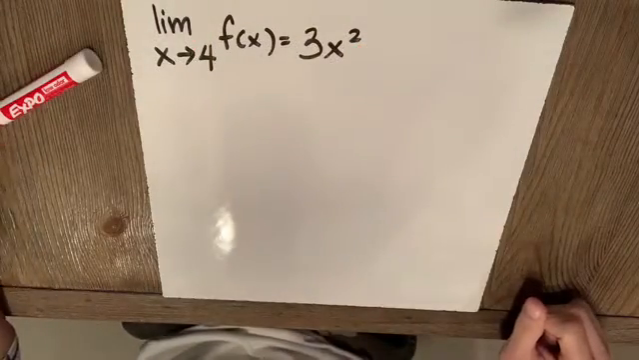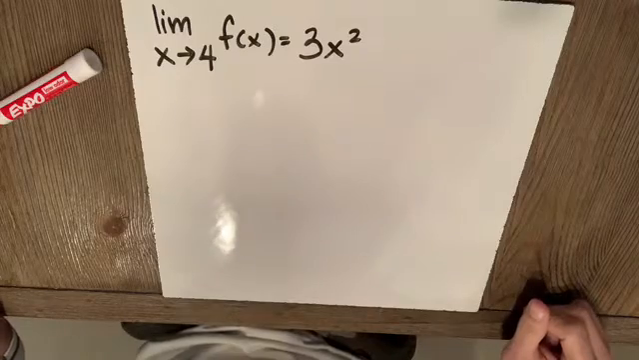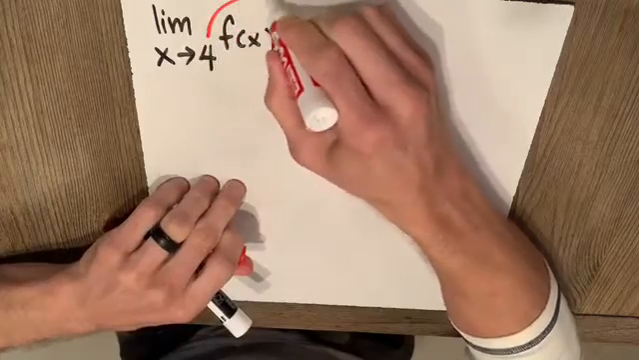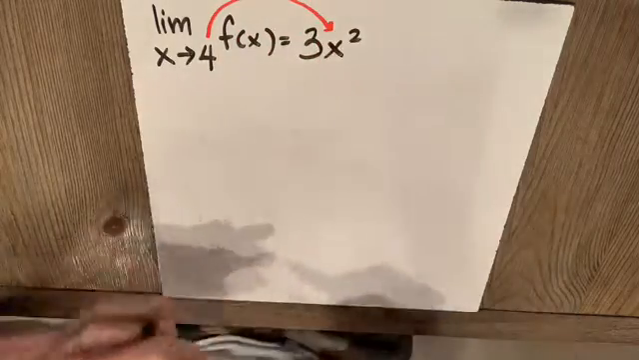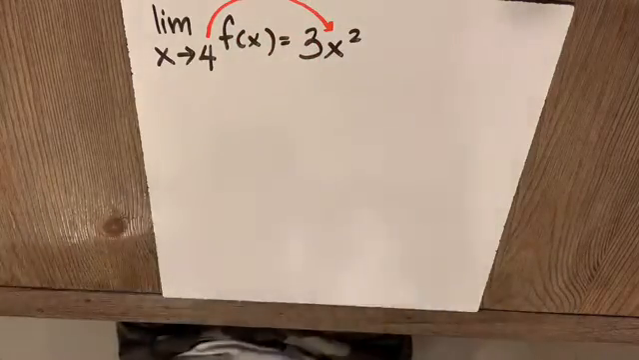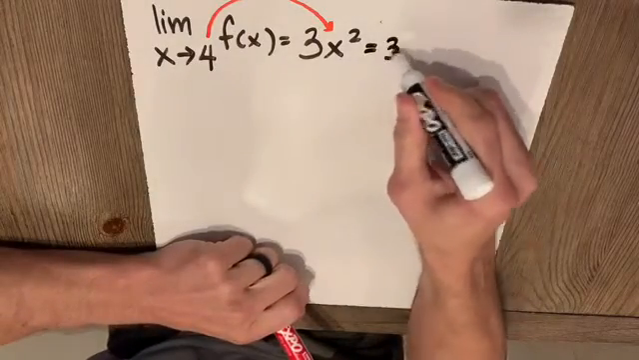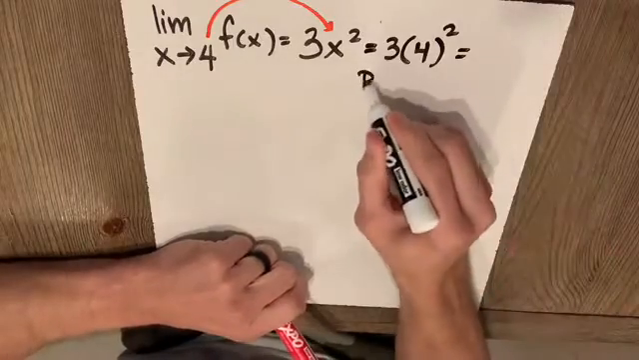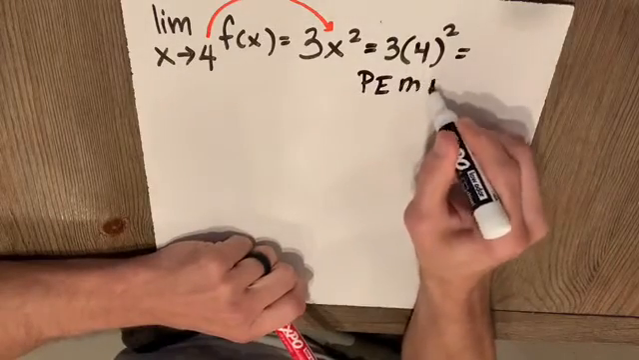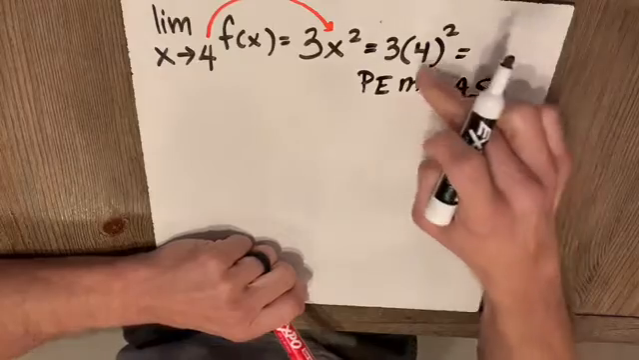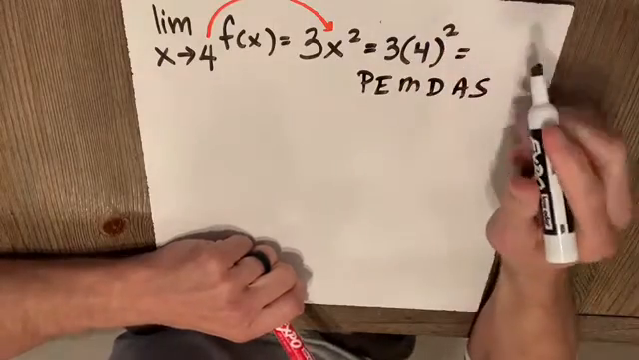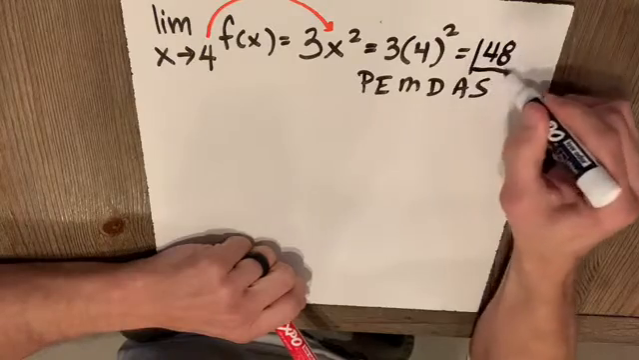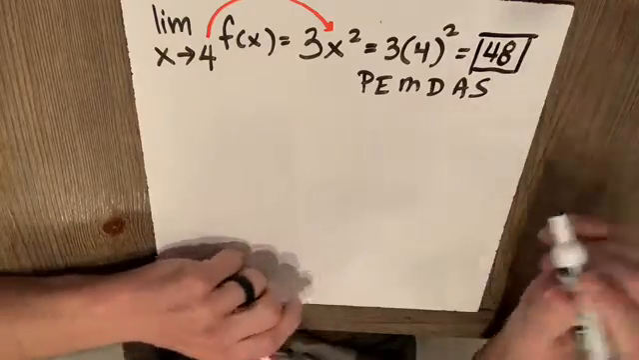The limit of f of x as x approaches 4 for f of x equals 3x squared. Our first plan of attack, plan A, is to use direct substitution. And if it works, we're thrilled. 3 times 4 squared. We have to follow PEMDAS: parentheses, exponents, multiplication, division, addition, subtraction. That means 4 squared is 16, times 3 is 48. Oh, we found the limit. That's the trend in y.